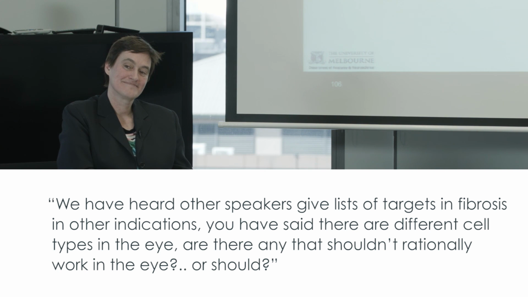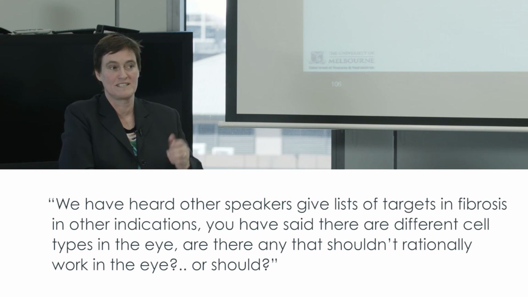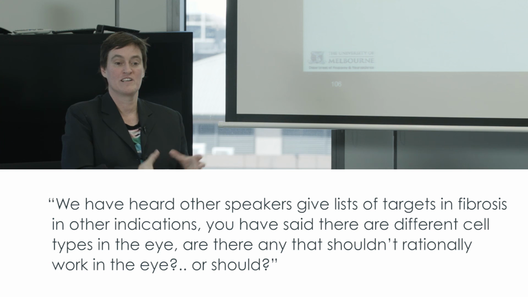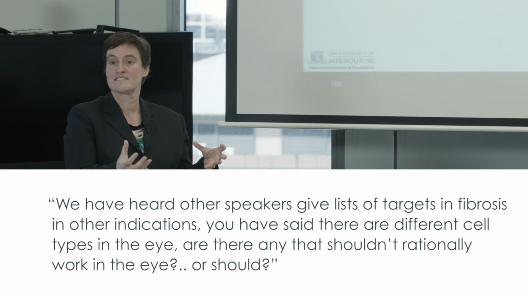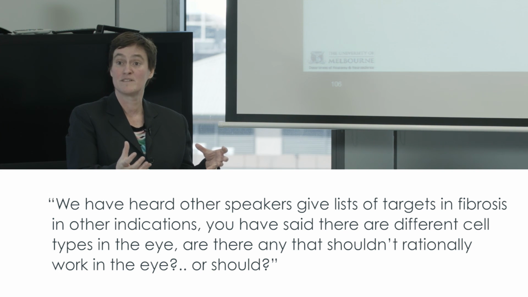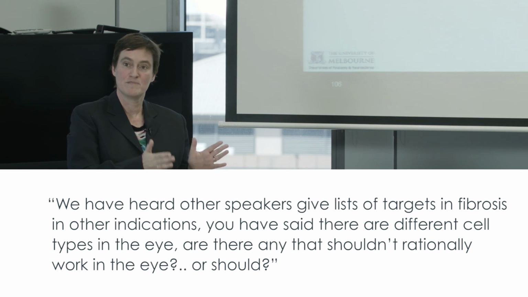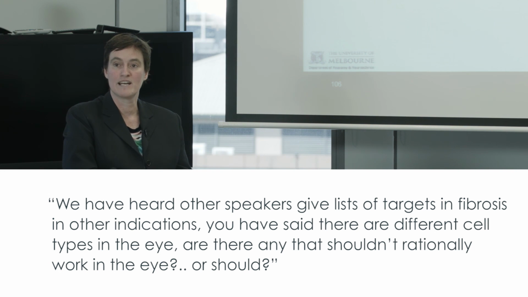Given that you've said there are different cell types, is there any way you look at it and think, well, that rationally shouldn't work in the eye? Or should? Look, to be honest, I would like to see some more transcript analysis to be able to firmly establish that. At the moment, I think we're at an earlier stage than, say, lung disease or kidney disease in terms of fibrosis. So I want to do that before I would put my money on it.